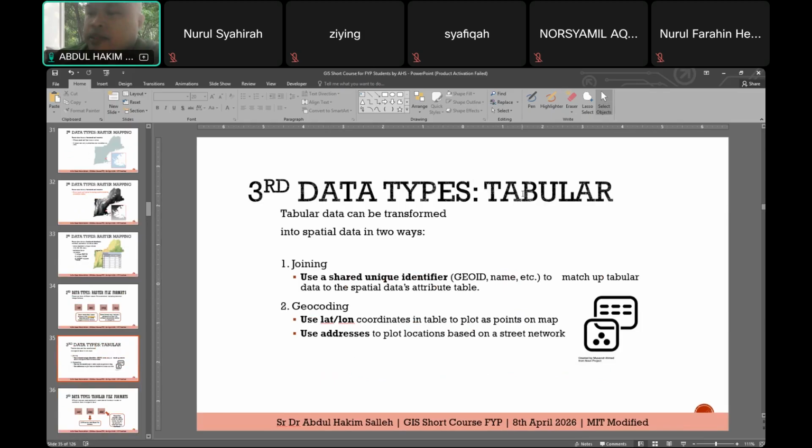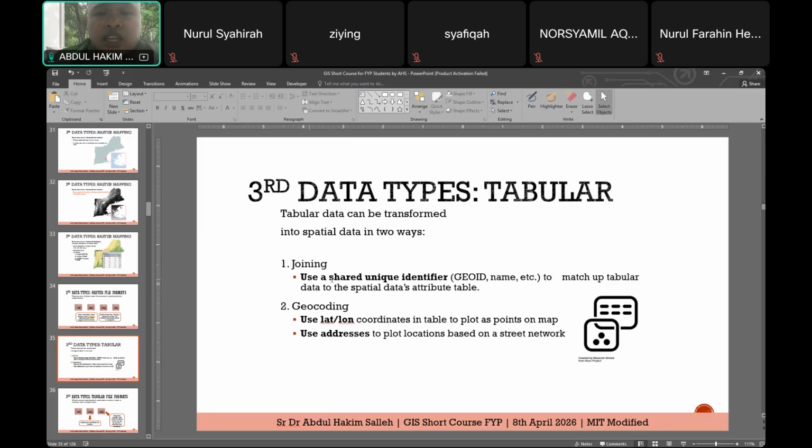Right. Now, the tabular data types. Other than spatial data in the form of maps, like vector and raster, it can also be in the form of a table, as long as it has the information of coordinates. Again, when we talk about spatial data, it must have some information of position.